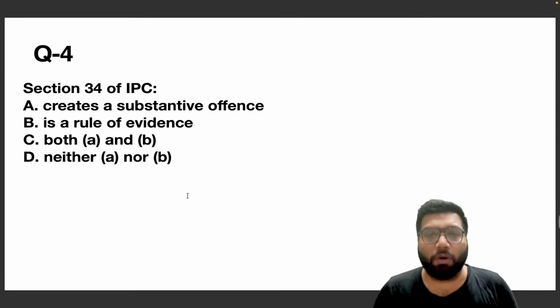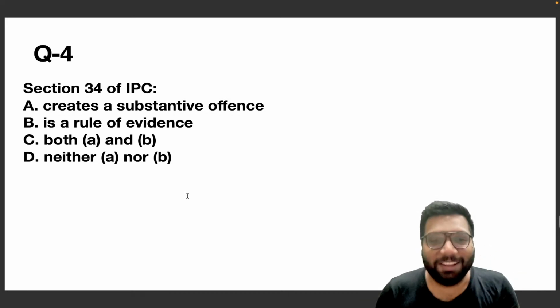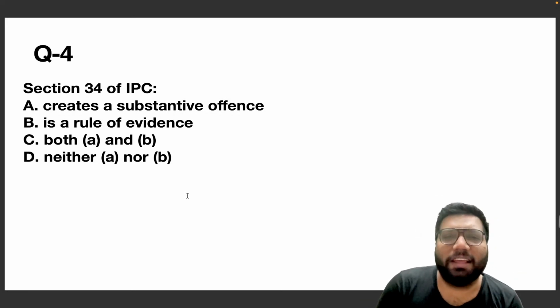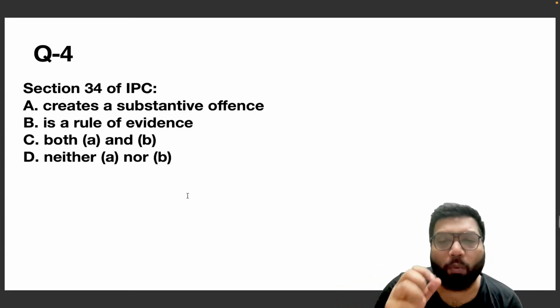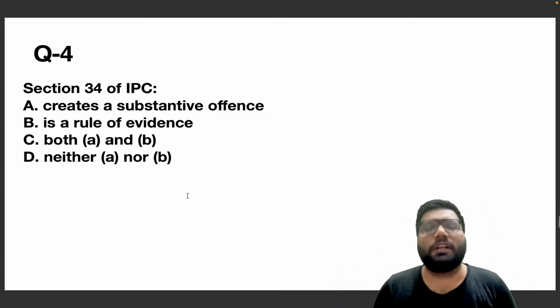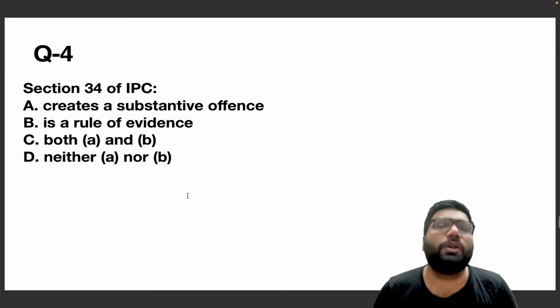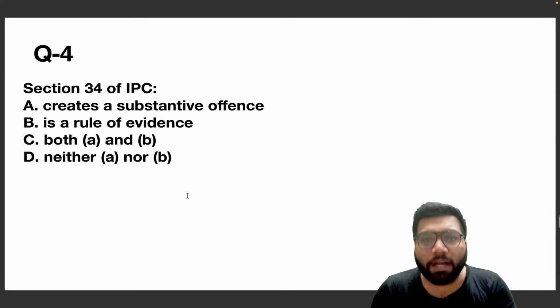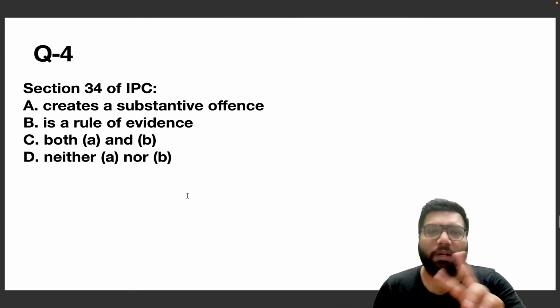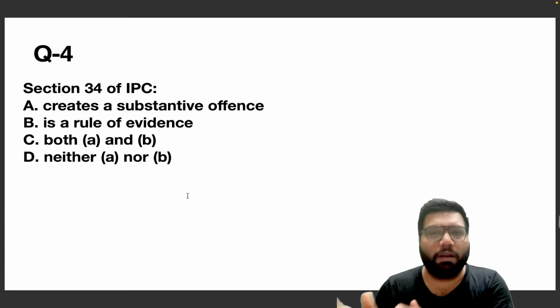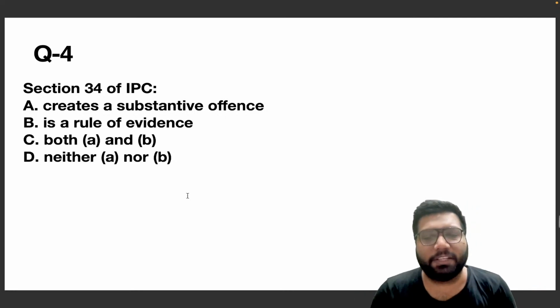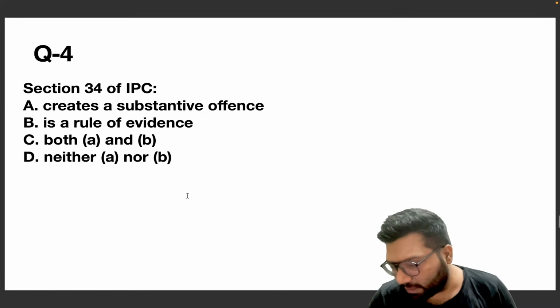Section 34. Okay, let me ask this to you only. If you need to give only a word or a sentence, suppose in an interview someone asks you, what is section 34? What is going to be your answer? You need to answer only in one or two words or in one sentence. Please answer in the comments.